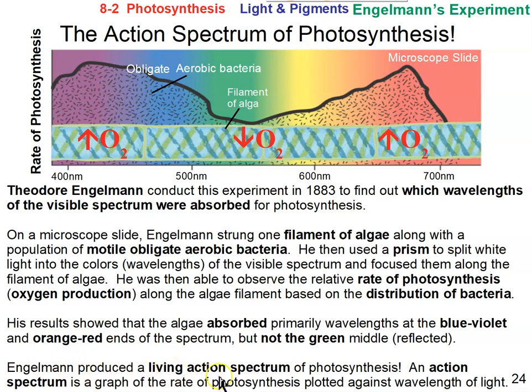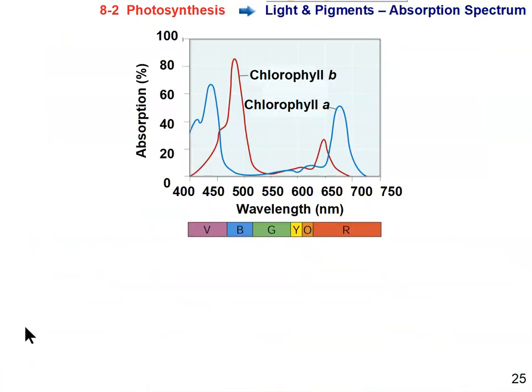Something that would be considered a real action spectrum would be an actual graph that would plot the rate of photosynthesis along the visible spectrum. And that's what we're looking at on this slide. But this isn't an action spectrum. This is what's known as an absorption spectrum. And an absorption spectrum shows the absorption of one particular molecule or one particular pigment.